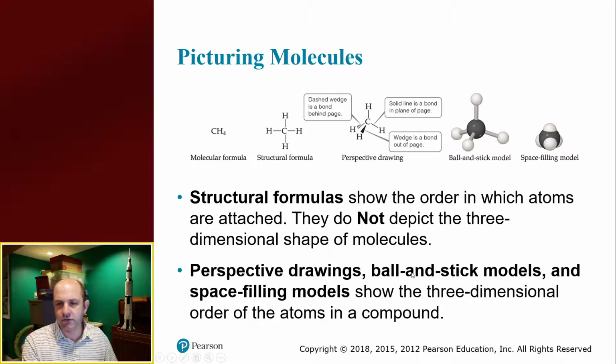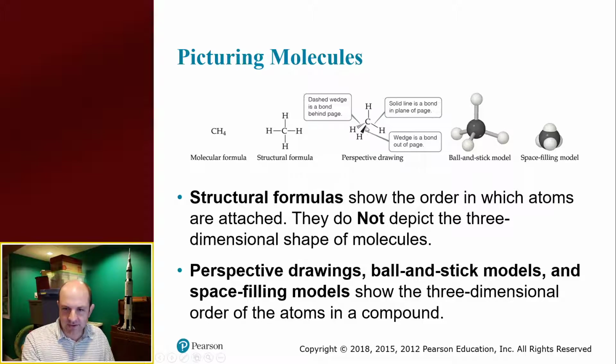But we can show that three-dimensional thing in a couple different ways. The quick way is with what we call a perspective drawing, where if it's a normal line, we're going to say it's in the plane of the paper. Or if you're drawing on a board, it's on the plane of the board. It's flat. If we have a wedge, like this one here, that means it's coming out towards us. And if we have a dashed line, that means it's going away from us.